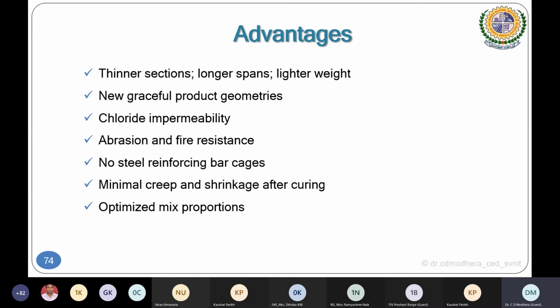As per the American Concrete Institute, the readings are given, whatever I have written, and it is proven. What is the advantage here? It is a thinner section, we can keep a longer span, lighter weight will be there, graceful product geometries are there, chloride impermeability is also there. I think you could have heard the word RCPT. That is mainly to find how much erosion has taken place, or even carbonation.